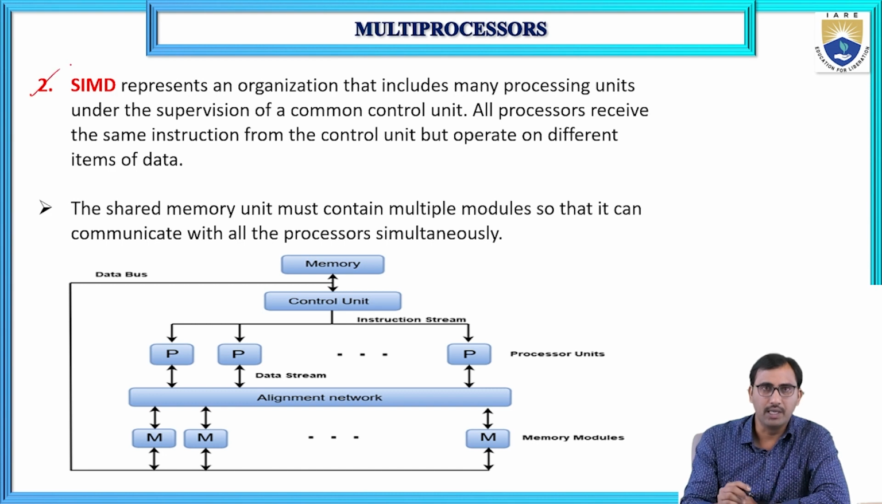Next, SIMD, single instruction stream, multiple data streams. It represents an organization that includes many processing units under the supervision of a common control unit. Here you can see we have a single common memory and a single control unit, which supervises multiple processor units and multiple memory modules. The shared memory unit must contain multiple modules so that it can communicate with all the processors simultaneously.